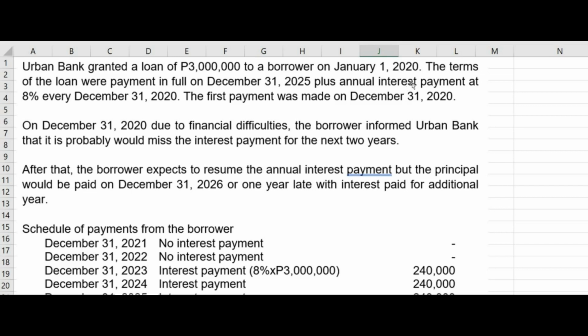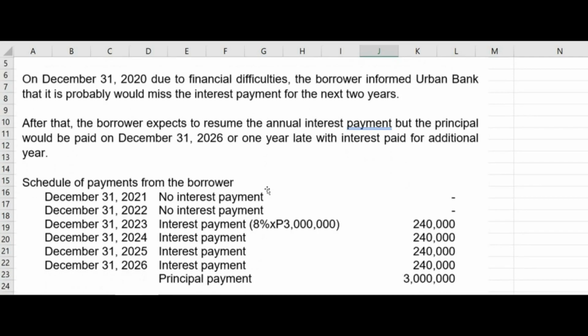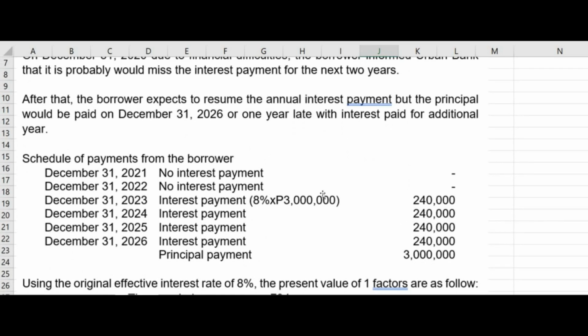So on December 31, 2020, due to financial difficulties, the borrower informed Urban Bank that it would probably miss the interest payment for the next 2 years. So after that, the borrower expects to resume an annual interest payment, but the principal will be paid on December 31, 2026, or 1 year late with interest paid for the additional year. So these are the schedule of payments from the borrower.